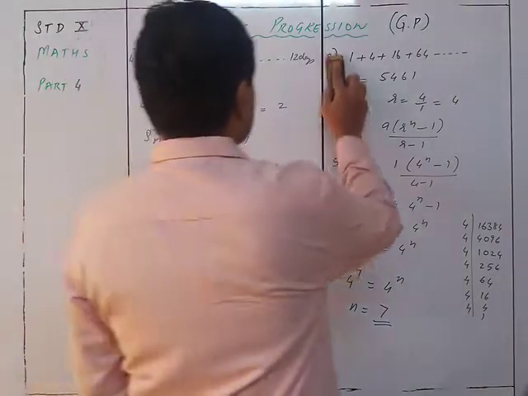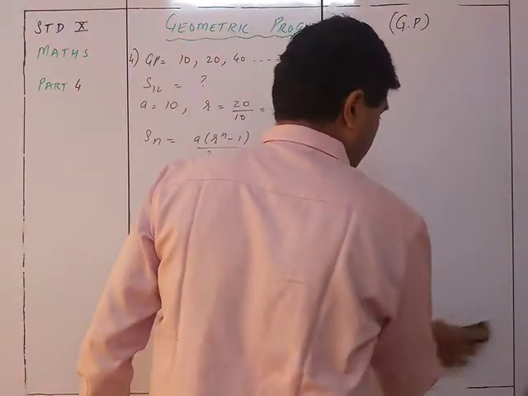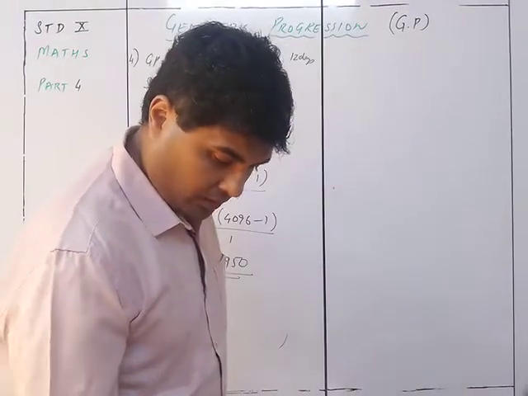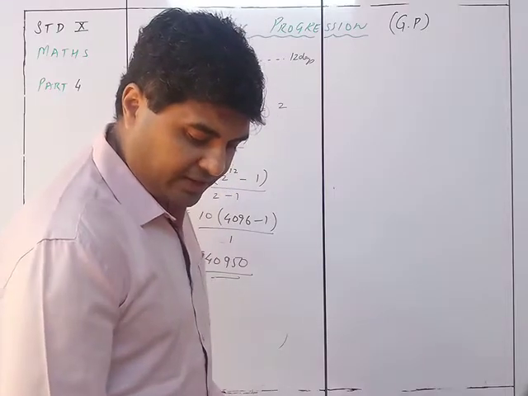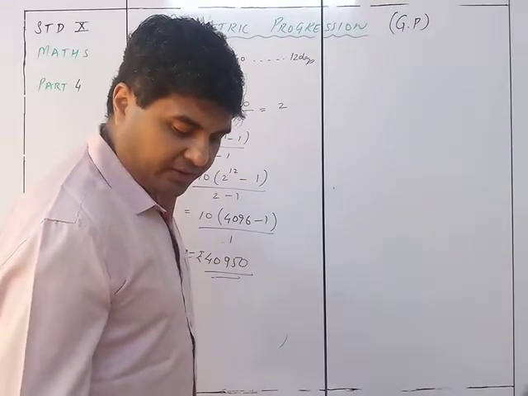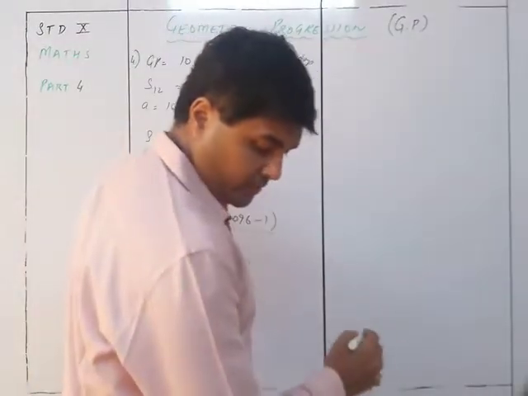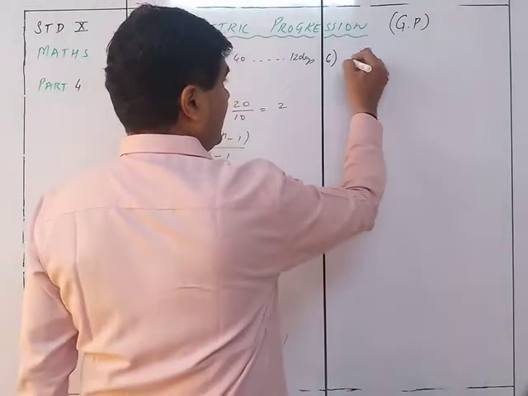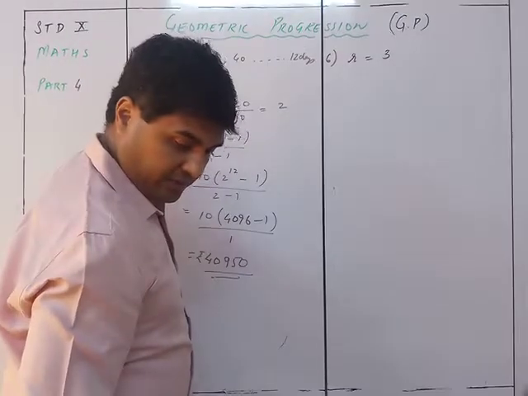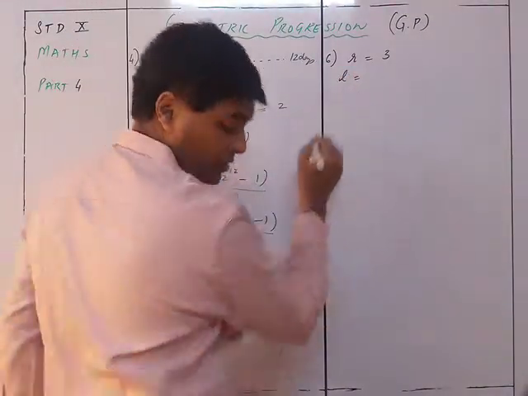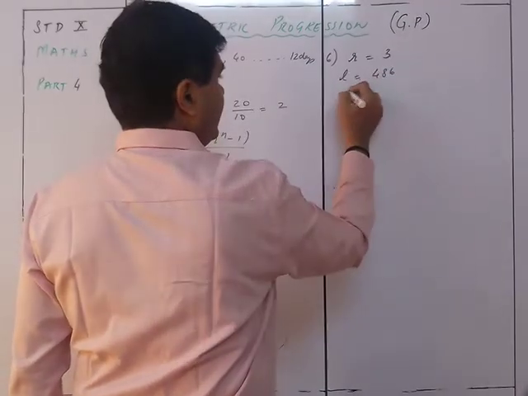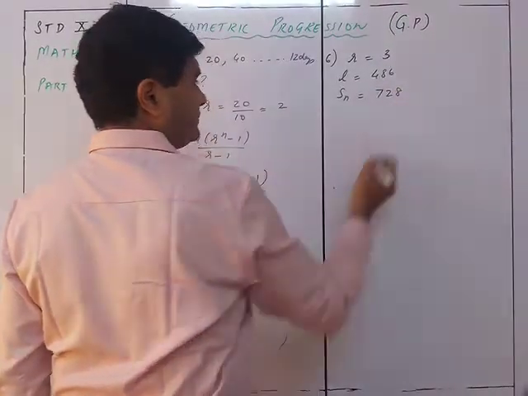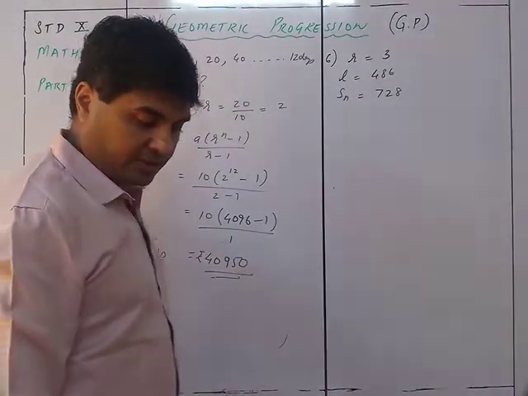Now sum number 6. A geometric progression has common ratio 3 and the last term is 486. If the sum of its terms is 728, find the first term. So we have got over here that the geometric progression has the common ratio r is equal to 3. You are given that the last term L is equal to 486 and Sn is equal to 728.